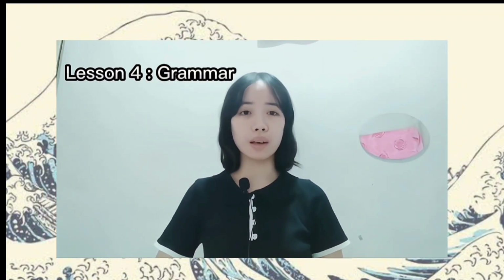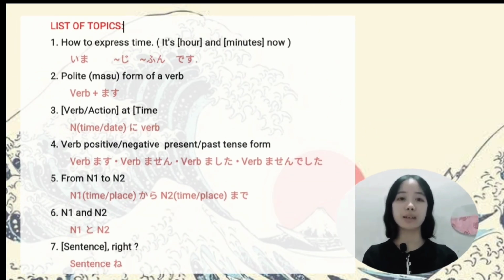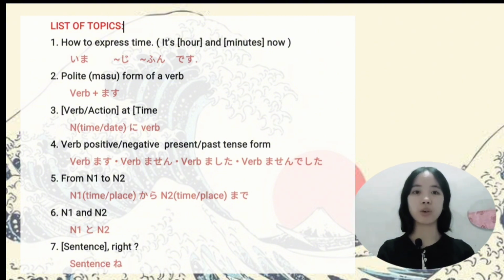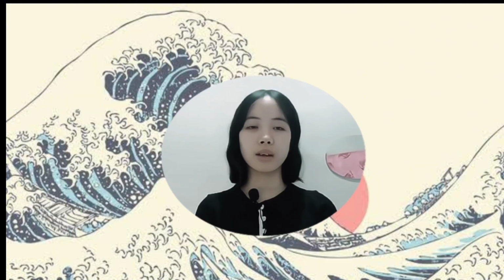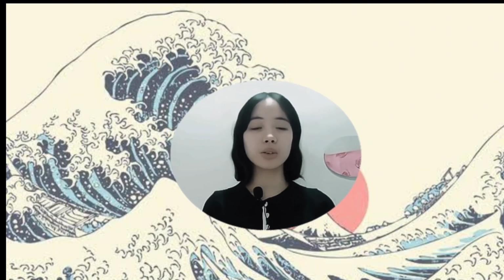Good morning, everyone. Today, we are going to discuss Minna no Nihongo Lesson 4, Grammar. And here is the list of the topics that we are going to discuss. Now, let's proceed to topic 1.